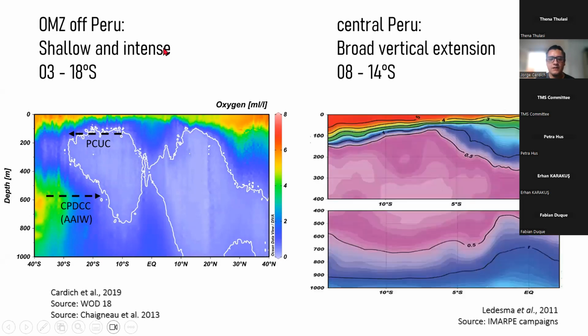This is a closer look at the OMZ of Peru to get its vertical extension. Around 8 to 14 degrees south of Peru, we have the broadest vertical extension. It goes from 100 meters to 700 meters. So it's very shallow in comparison to other oxygen minimum zones in the globe, and it's very intense. The core, as I said, could be very suboxic or in some cases anoxic.